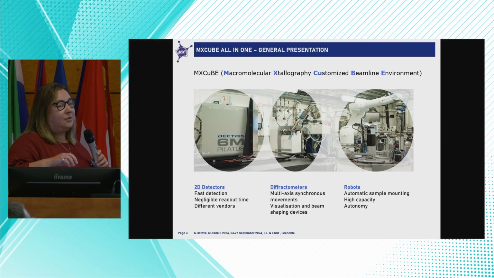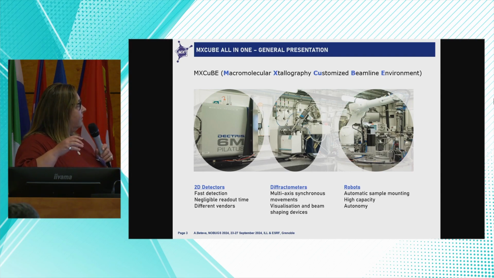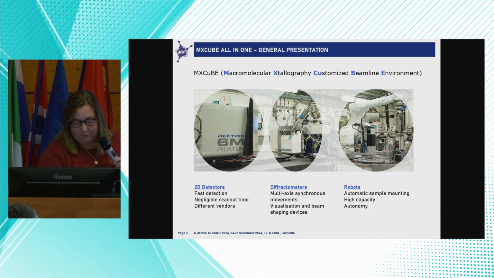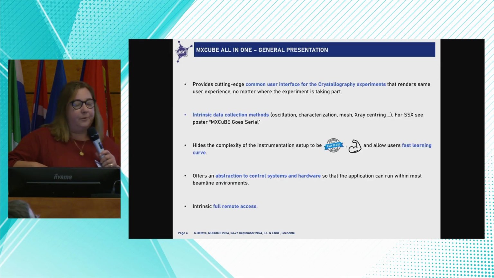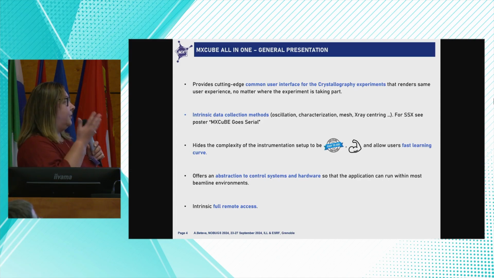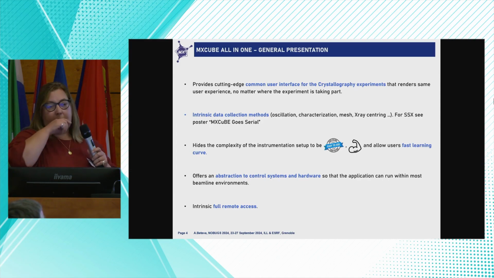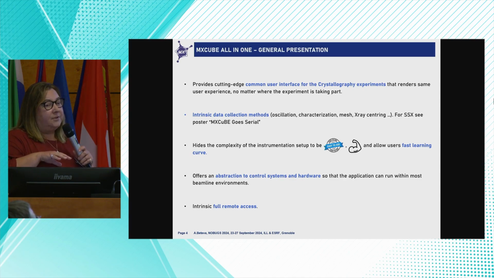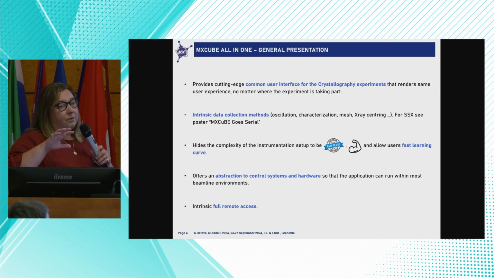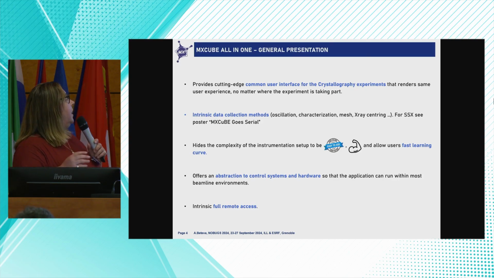And those robots allow us to be very autonomous, but also we have different vendors for those controls, those robots. So if I have to say what MX Cube is, it's all this. It started as providing a common user interface for all the crystallographers, no matter where they are. Because here at ESRF we have 7 crystallography beamlines. They are slightly different from each other. And there are also crystallography beamlines at other synchrotrons. The same users go to different synchrotrons, but it's very useful to have the common user interface.